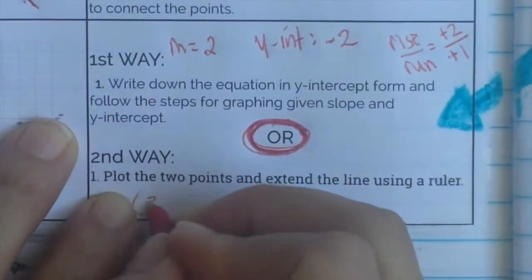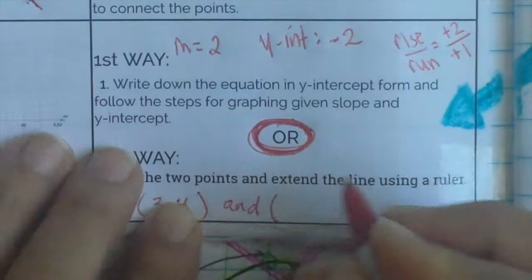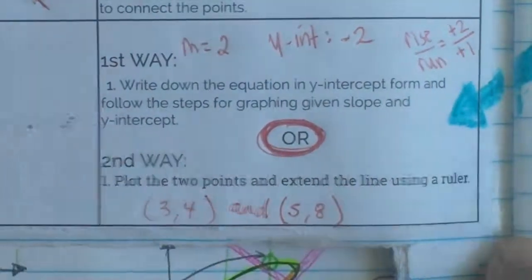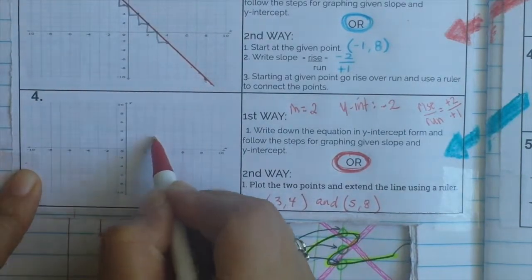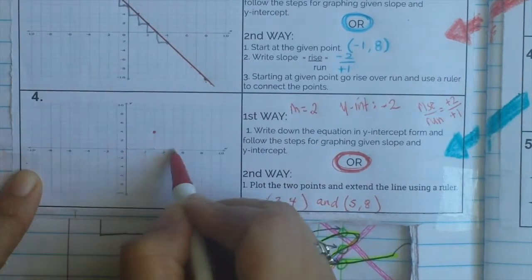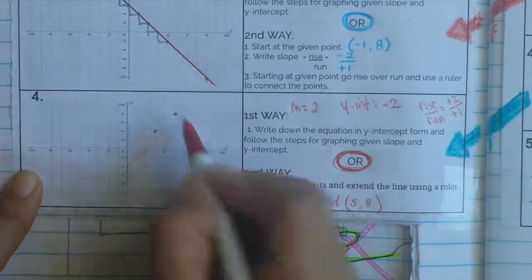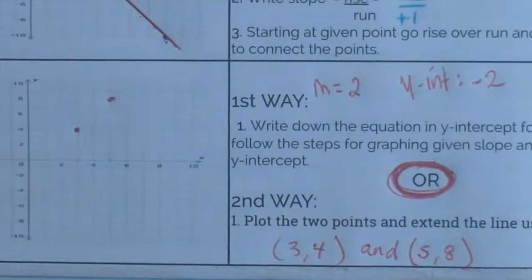They say that the graph is going to go through those 2 points, so plot those 2 points. I'm just going to write down what they are: (3, 4) and (5, 8). So you plot (3, 4) and (5, 8), and then use a ruler to join those 2 points.